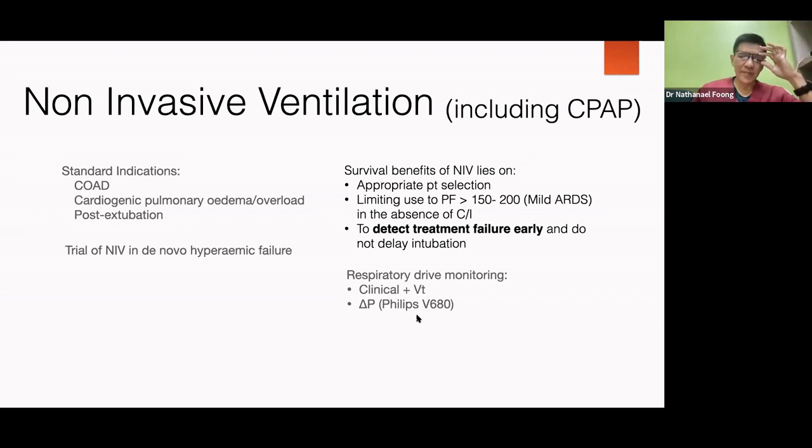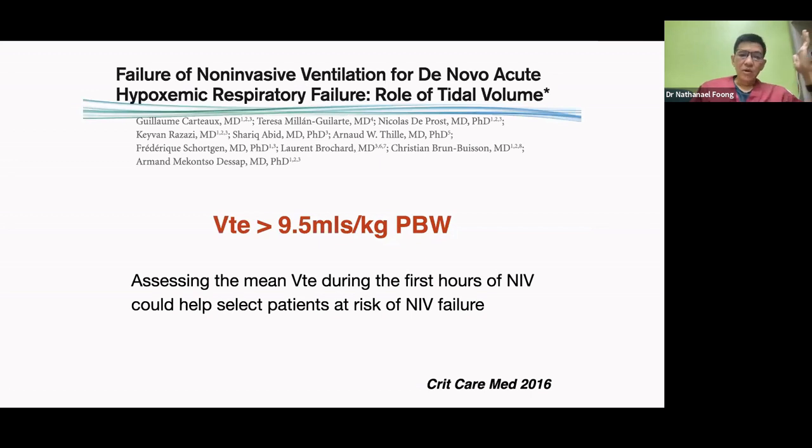Whereas in the new Philips V680, it can actually estimate the driving pressure when the patient is still on the NIV. So how do we actually pick up patients who are going to fail the NIV? As I said, tidal volume is an important measurement. If the expiratory tidal volume exceeds more than 9.5 mL per kilo of predicted body weight in 1 hour, these patients are likely not going to be successfully supported with the NIV. So probably we need to intubate them early.